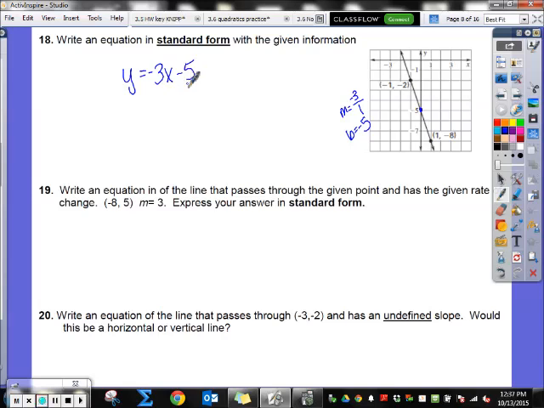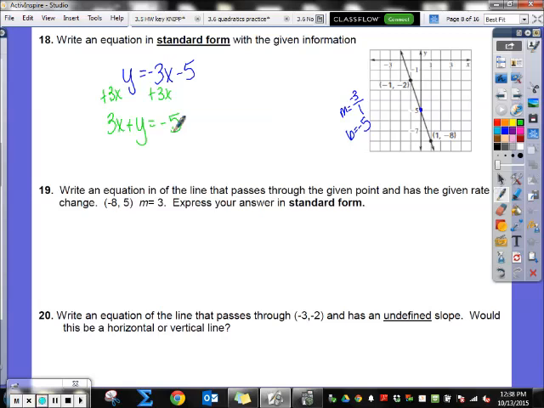Once it's in this form, your step to go to standard form is going to be the same every time. You've got to move this x term, so negative 3x to the other side, so you're going to plus 3x. So you have 3x plus y equals negative 5. You're not breaking any rules because you don't have any fractions, and the 3 in the front is not negative.